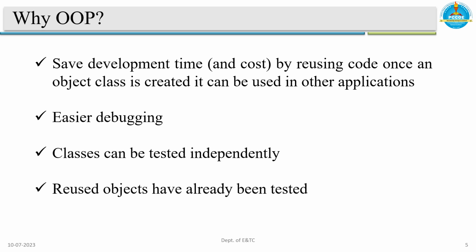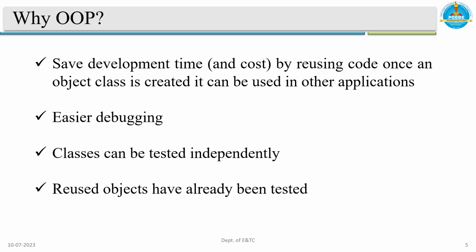Why to study object-oriented programming language? It saves development time by reducing code. Once an object class is created, it can be used in other applications also. It is easier for debugging. Classes can be tested independently, and also we can reuse the objects which are already designed or tested.